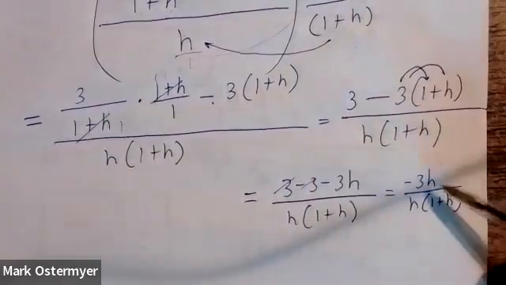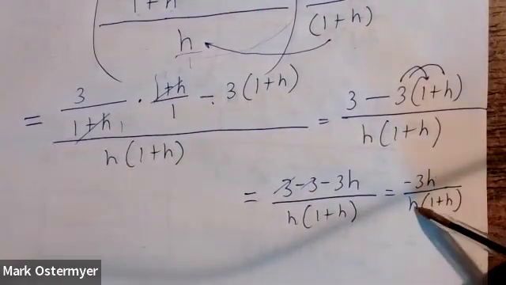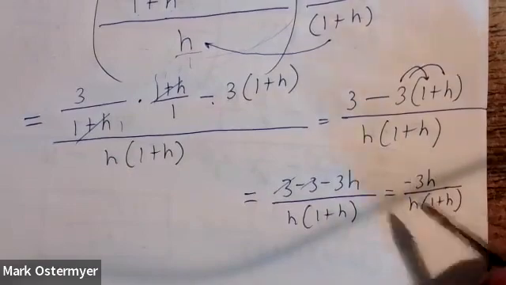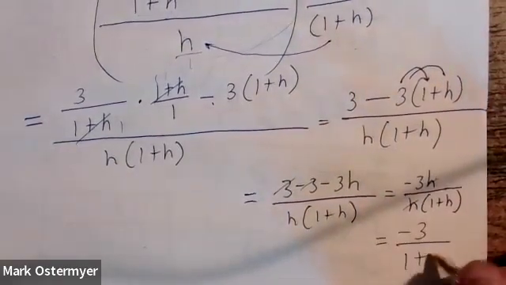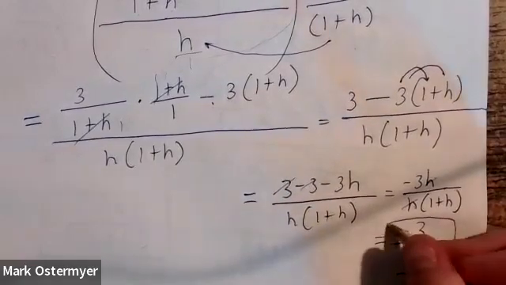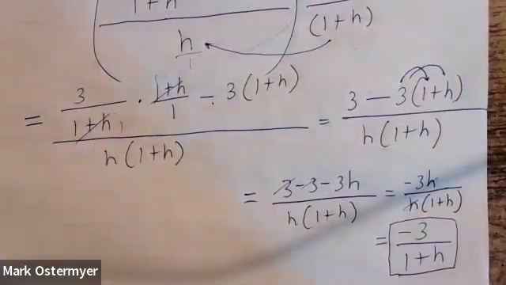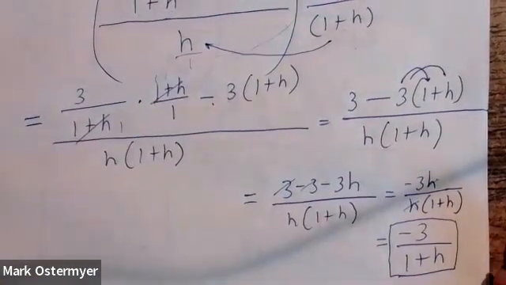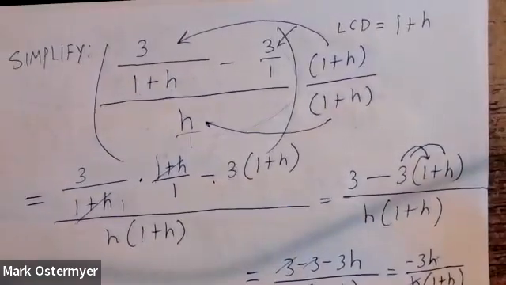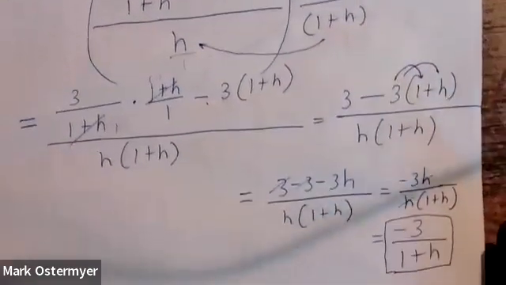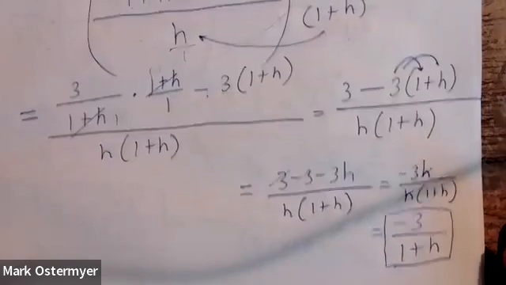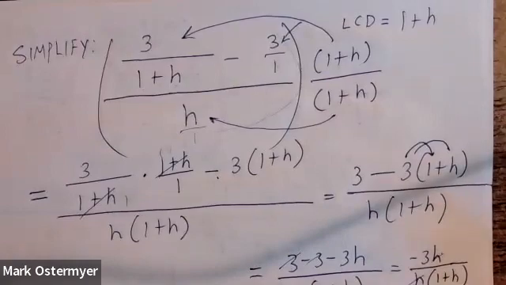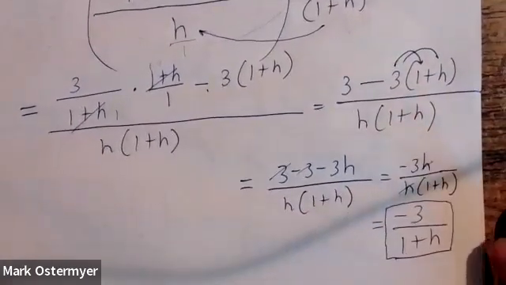And notice we can reduce this h with this h here because they're both factors. So the h's drop out, leaving you with your final result of negative 3 over 1 plus h, and we are done. Okay. So that's your final result for that one. There you go. All right. Everybody see that there?